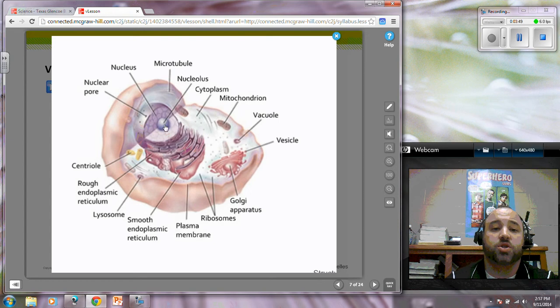Then we have our nucleolus, which is that right there inside. Cytoplasm, again, that's like the goo that everything's in. And a mitochondrion, which is the powerhouse. Vacuole, which is going to contain our water. Vesicles, they transport everything around.